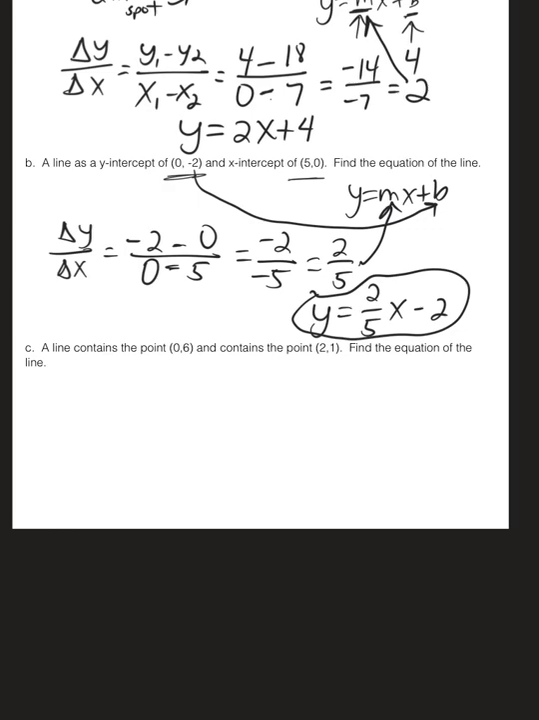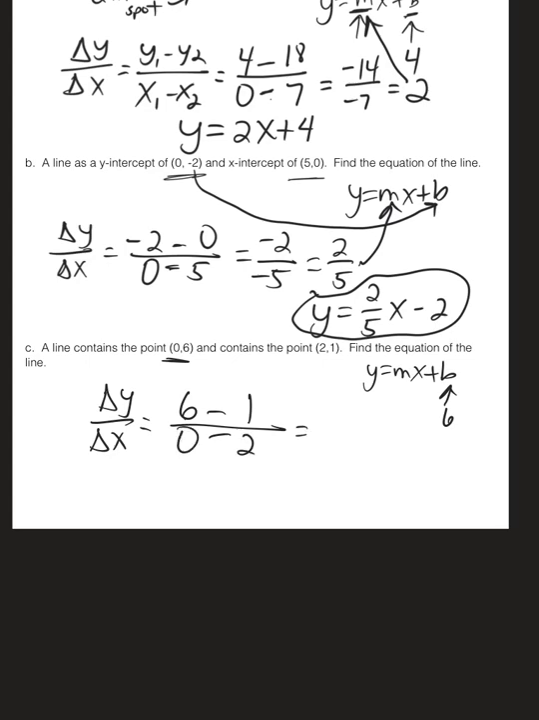Okay, so for C, you are again just given the y-intercept at 6. So in my equation, I know that b is going to be 6. Using delta y over delta x, I have a y1 of 6, a y2 of 1, an x1 of 0, an x2 of 2. 6 minus 1 is 5. 0 take away 2 is negative 2. My slope is negative 5 over 2. I'm plugging that in, leaving it improper, and there is the answer.